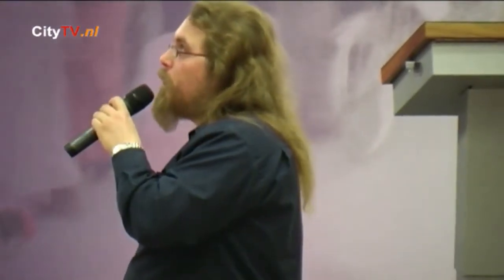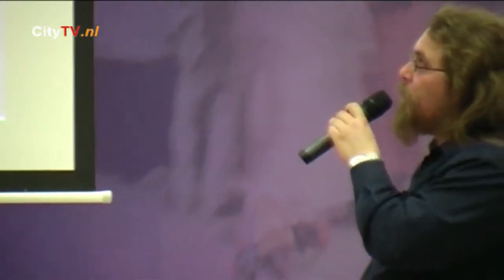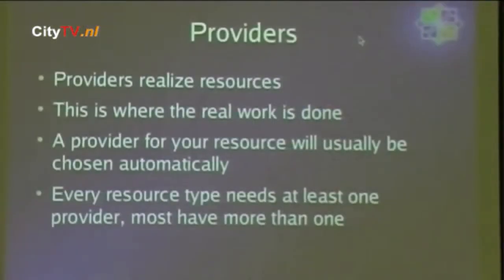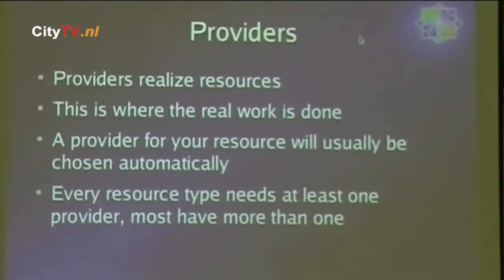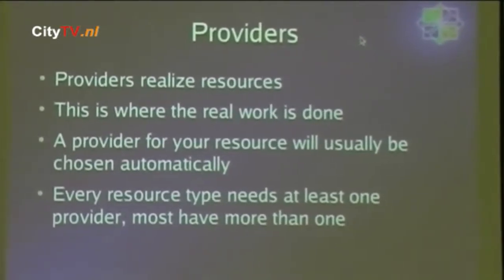If you have a resource in a recipe and that shall be realized on a system, Puppet uses a provider to do the real work. Usually, that provider is chosen automatically. So, for example, for a package provider for Red Hat-based systems, it's automatically Yum. For Debian systems, it's automatically apt. For Mandriva, for example, it's URPMI. So it always does the right thing automatically. If it doesn't, you can tell it which provider to use.